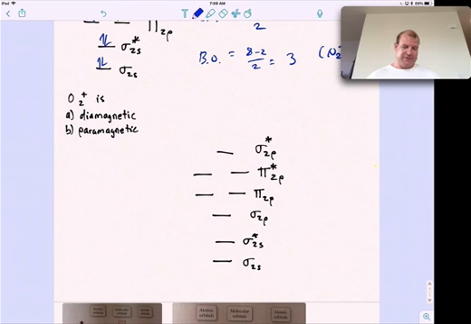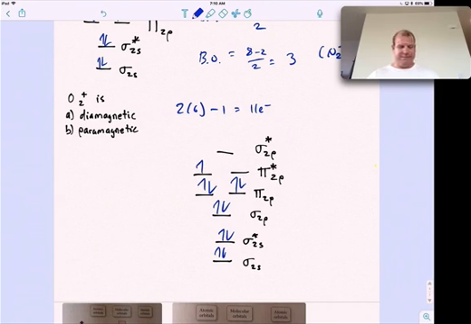So what about this? Is O2 plus diamagnetic or paramagnetic? Think about this for a second. So the number of electrons, we're going to have 2 times 6 for oxygen, minus 1 for the plus 1 charge. So this is 11 electrons. 1, 2, 3, 4, 5, 6, 7, 8, 9, 10, 11.